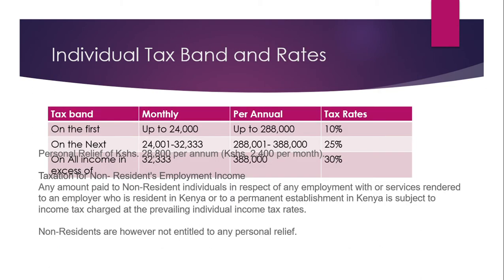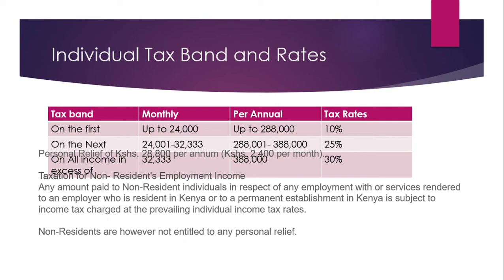So, individual tax band and tax rate. The first tax band is up to 24,000 monthly, but yearly it's up to 288,000, for which the tax rate is 10%. On the next, 24,001 shillings to 32,333 per month, the tax per annum is 288,001 shillings to 388,000, for which the tax rate is 25%.